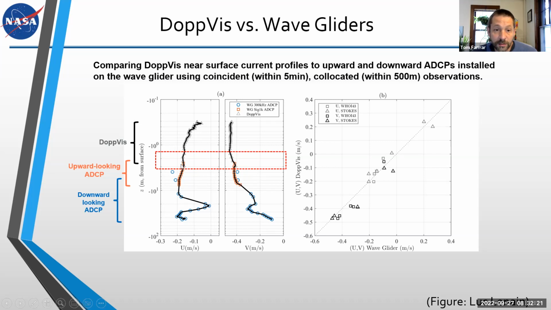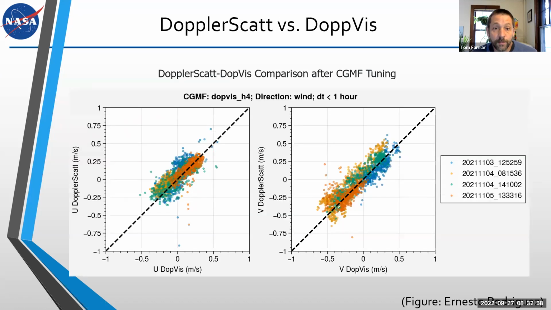And here's a comparison in this red box between all the co-located .viz and wave glider measurements. So this looks really pretty good. We expect there to be natural variability due to vertical shear, in addition to the instrument error. And so I think this is a really satisfying comparison between .viz and the wave gliders. Here's a comparison of Doppler scat and .viz.